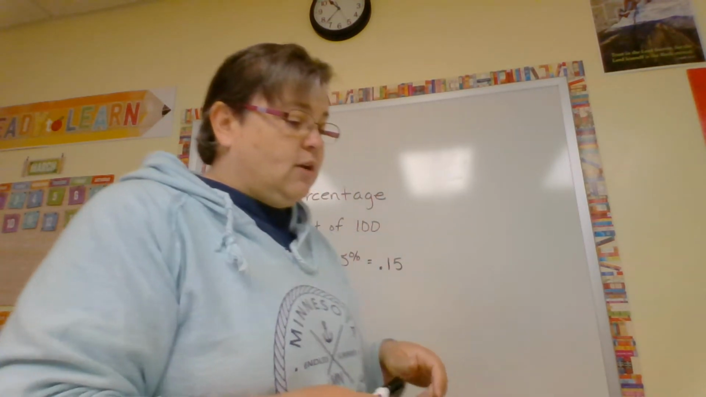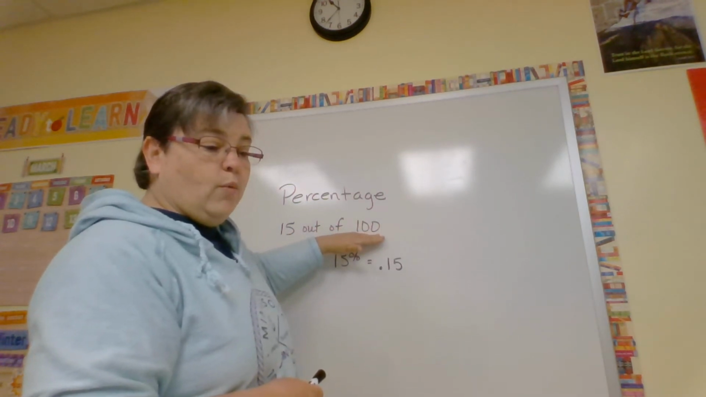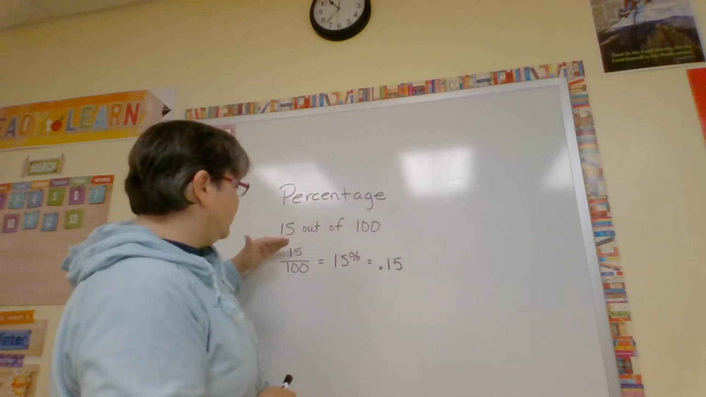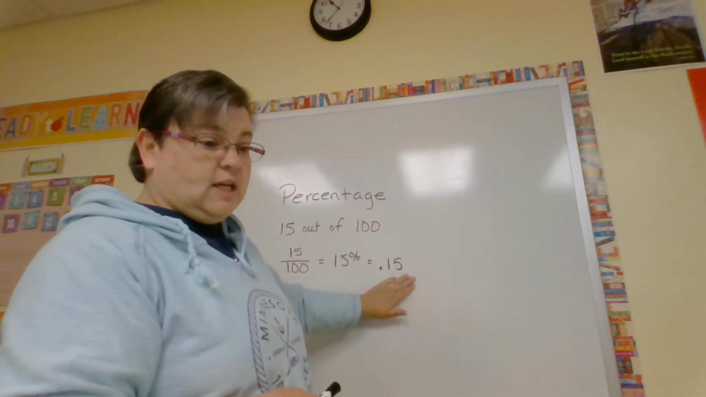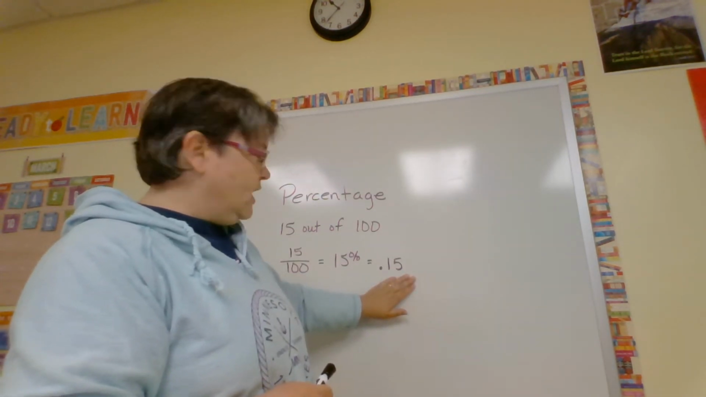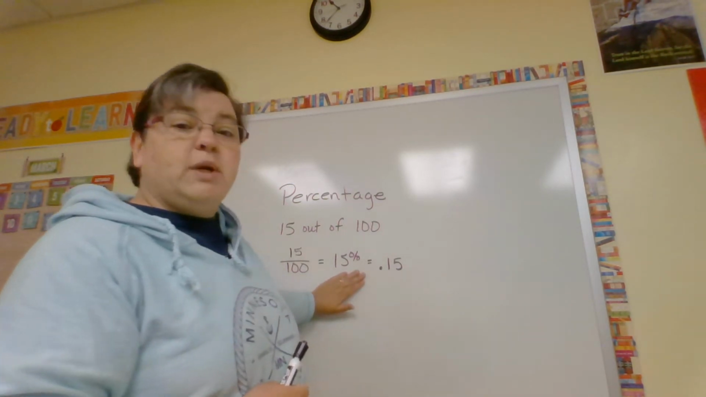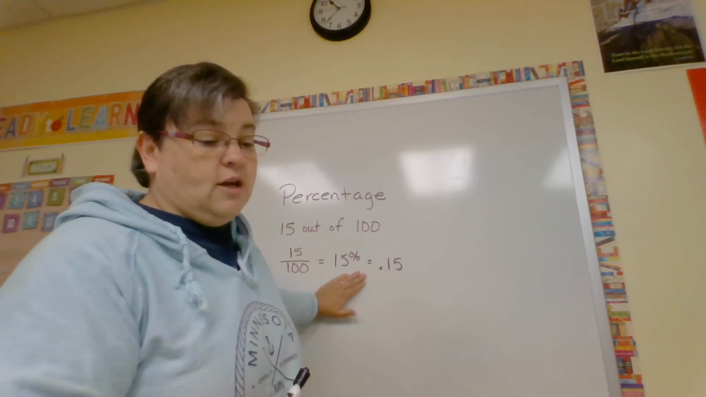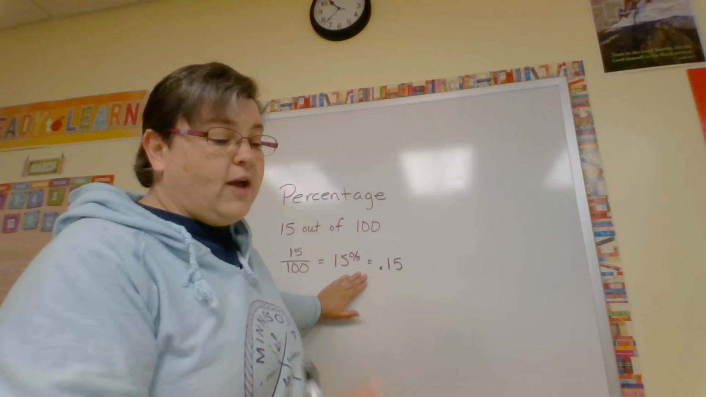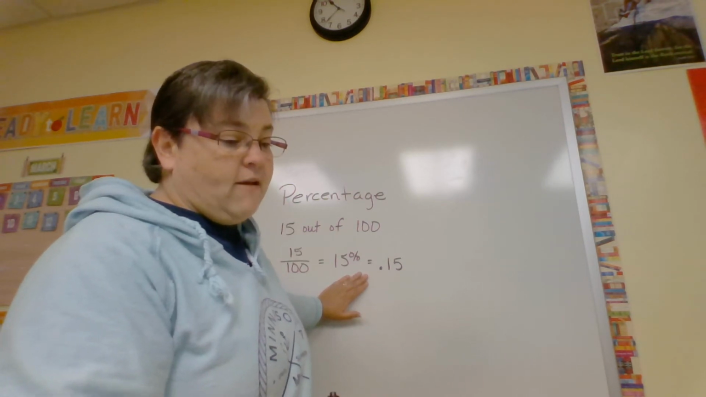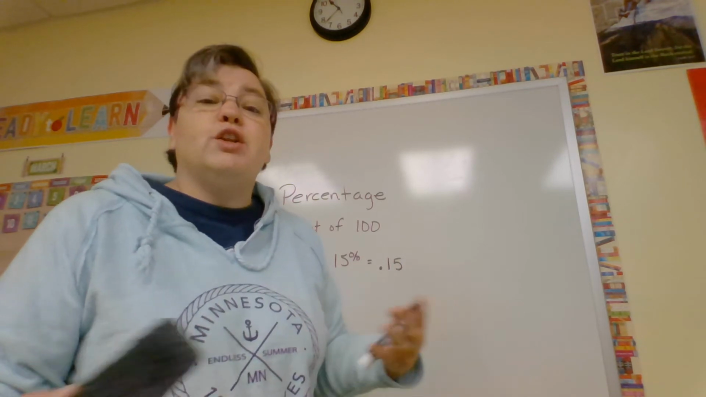Now, like I said, we can write that 15 out of 100. We could write it 15 over 100. We can write it as 0.15, like 15 cents out of $1. And finally, we can write it as 15%. All of these are the same. They are equal in their value. All right, let's write some of these as fractions and turn them into percentages.